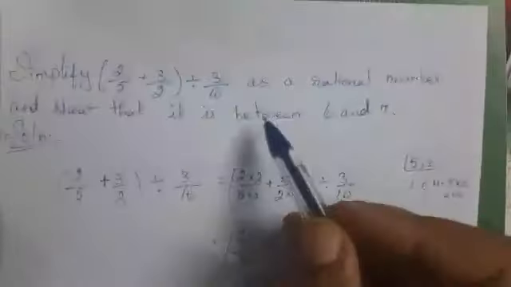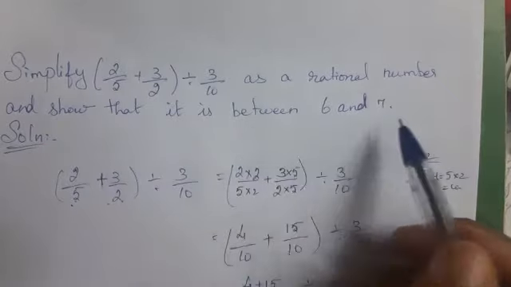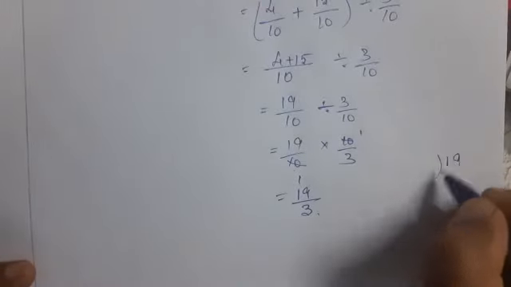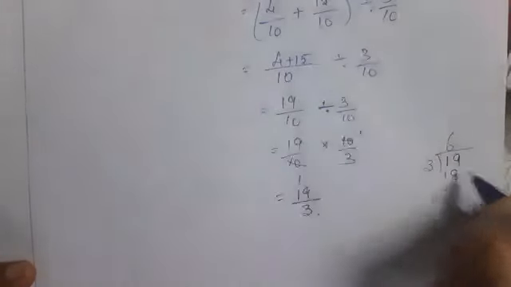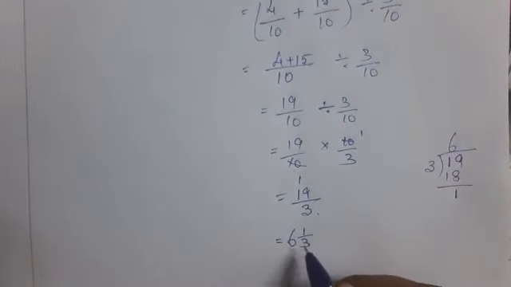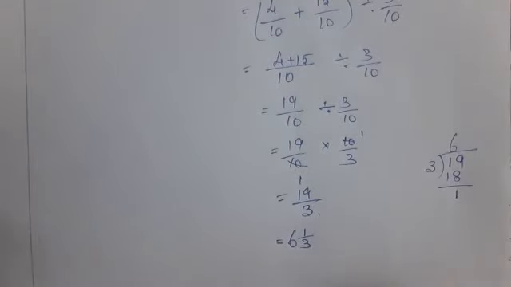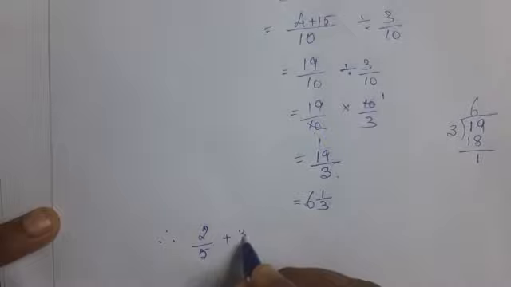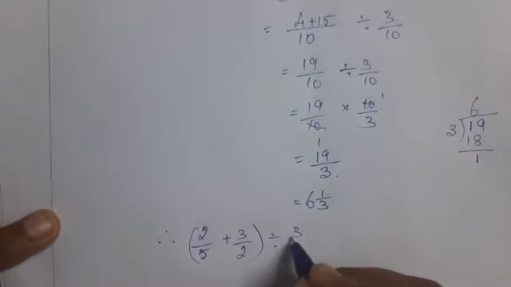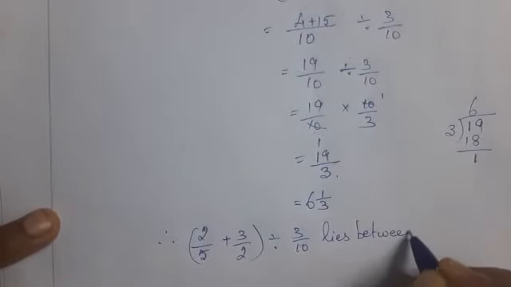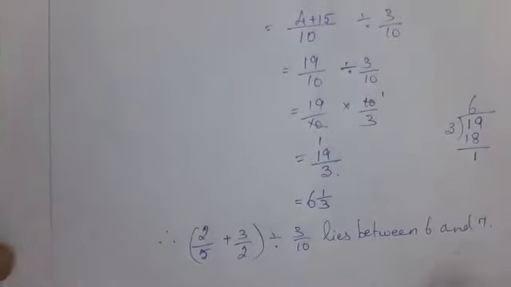See here your question is to show the number lies between 6 and 7. For that you change this number into a mixed fraction. 19 divided by 3. 6 3s are 18. Remainder 1. Therefore 6 1 by 3, greater than 6. Therefore immediately you can say this number lies between 6 and 7. Therefore 2 by 5 plus 3 by 2 divided by 3 by 10 lies between 6 and 7.